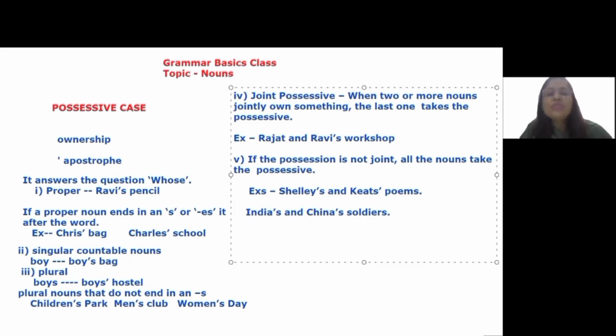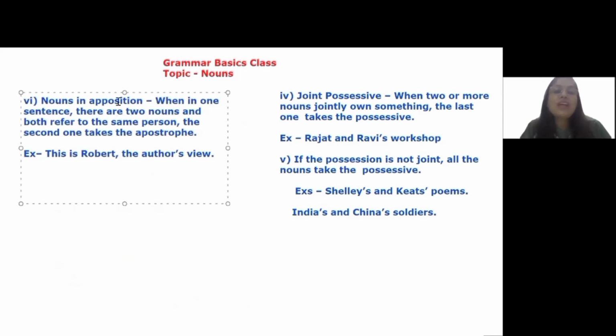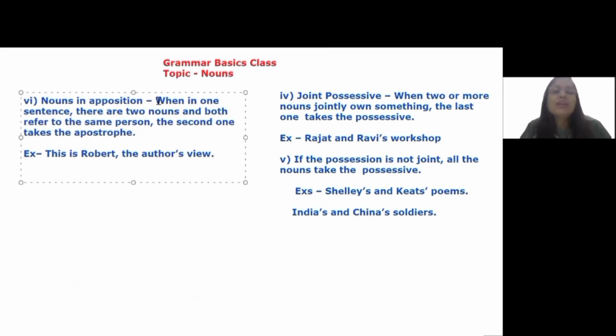I want to teach you one more rule related to the possession of nouns. In grammar, this is called apposition, but I will explain it to you very simply. Nouns in apposition. Now, there can be the same person who is being referred to in two different ways in the same sentence. For example, I say, this is Tom, my cousin.